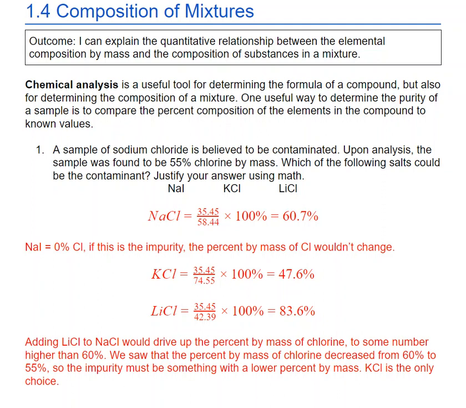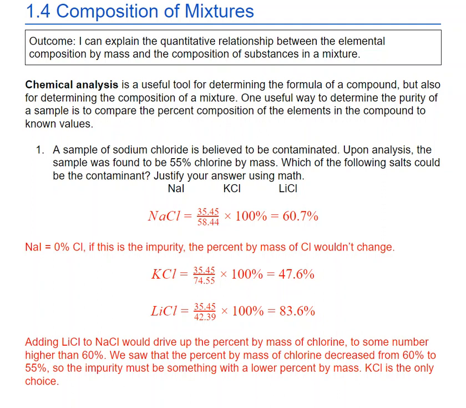to mixtures as well. So chemical analysis is a useful tool to determine the formula of a compound, but also the composition of a mixture. So we can use the same tools that we were using in the composition of compounds in 3.1, we can also apply that to mixtures. So one useful way to determine the purity of a sample is to compare the percent composition of the elements in the compound to known values.